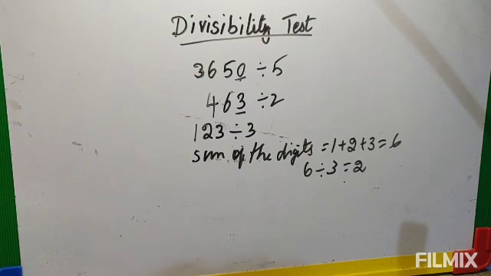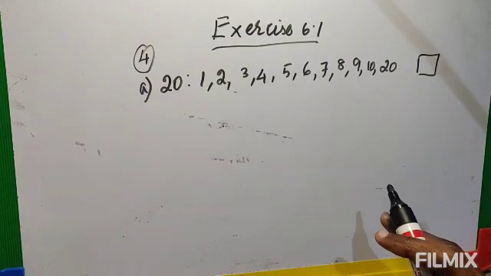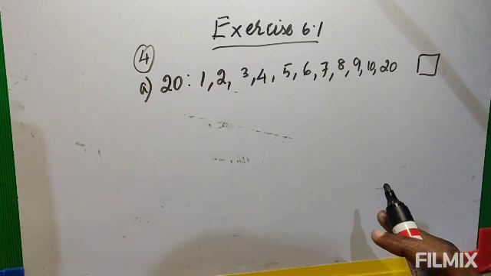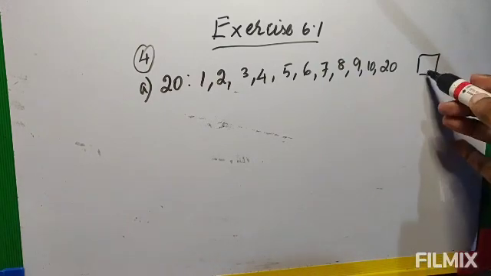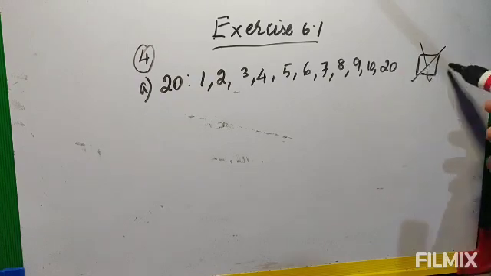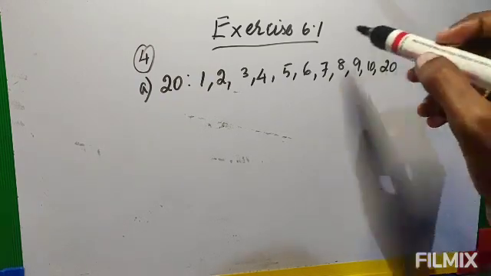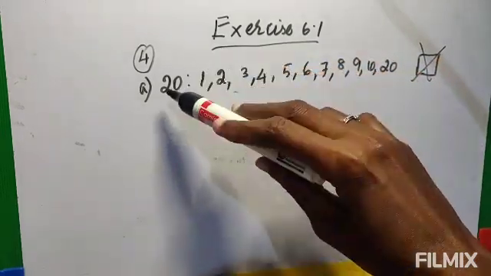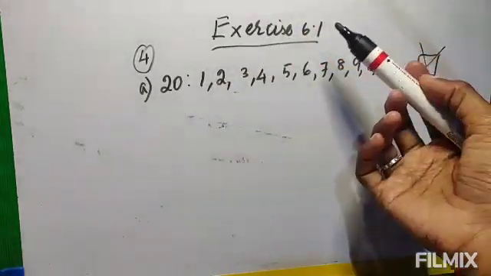Again next one, in 6.1 also there was a doubt they had asked, so I will explain that one. In 6.1 fourth sum, they have given tick the correct factors and cross the wrong ones. They have given a box here, which is without sense. It is not necessary, don't bother about the box. Here you have to tick which are the factors and cross which is not a factor.